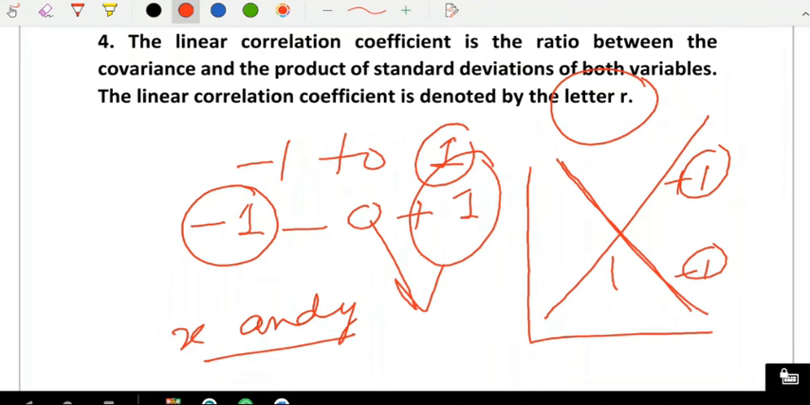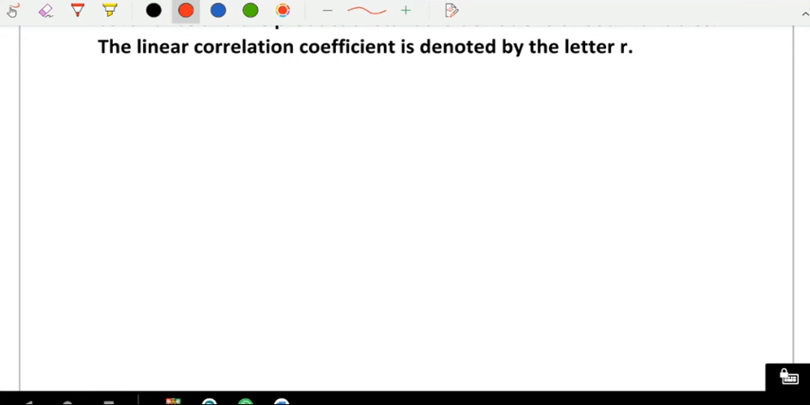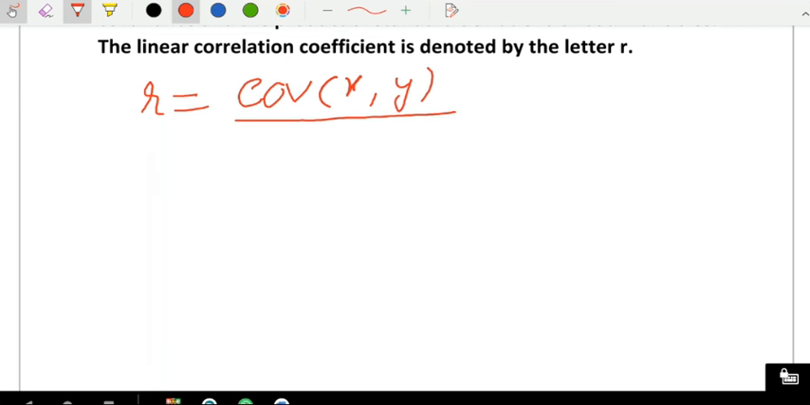Now, what is the formula of the coefficient of correlation or linear correlation coefficient? Either way you can call it. It is also called the correlation coefficient, and you can call it the coefficient of correlation. So the formula is given like this. We can write R equal to covariance of xy divided by sigma x and sigma y. So this is the formula.